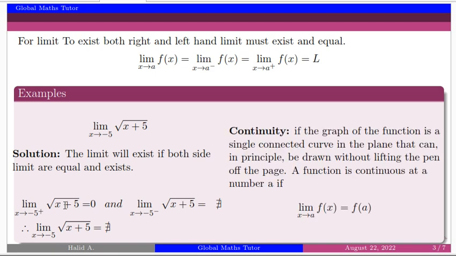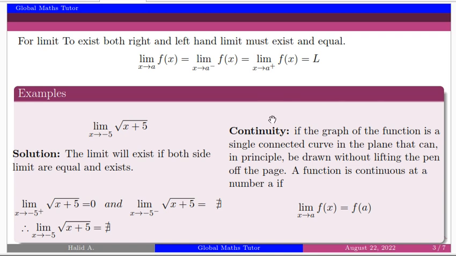Now, after knowing this, let's continue. What is continuity? When we say a function is continuous, we mean that the graph of the function is a single unbroken curve in a plane that can in principle be drawn without lifting the pen off the page. Then we call it continuity.